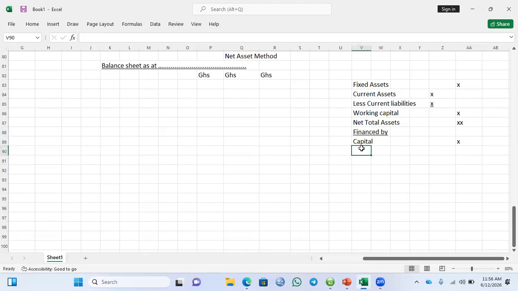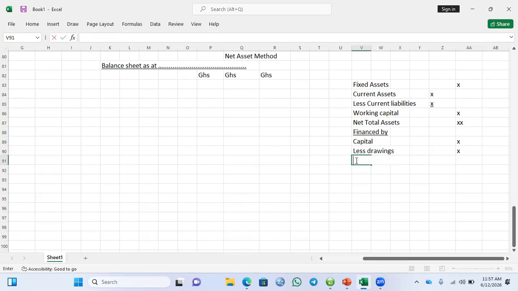Then, like I told you, capital is affected by drawings. If the owner makes an investment and then goes to withdraw or takes something from the business for personal use, it is going to affect the capital. So in the balance sheet, we list all drawings that the owner might have made. We subtract them from it. And then the net profits, right?